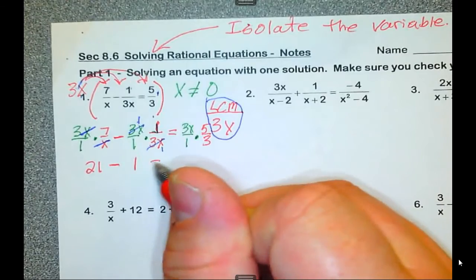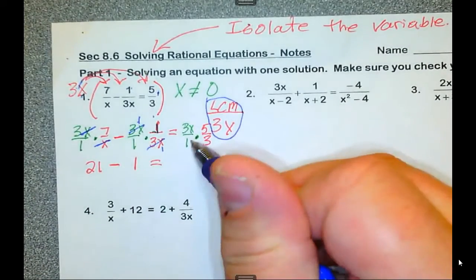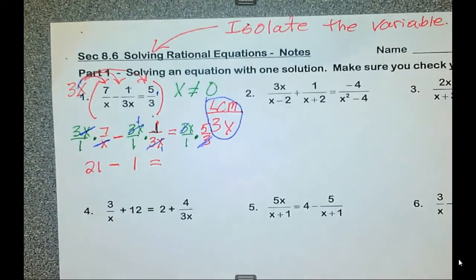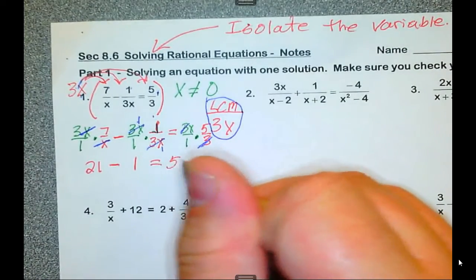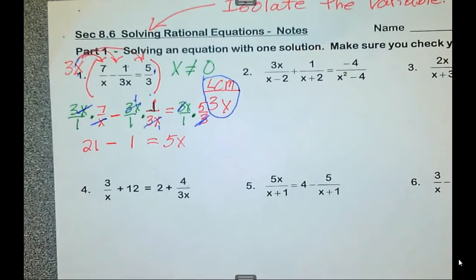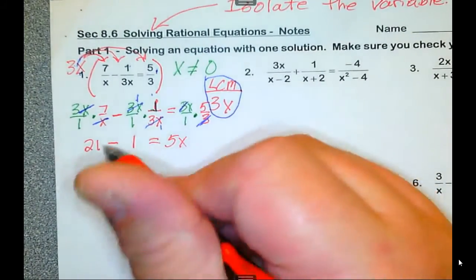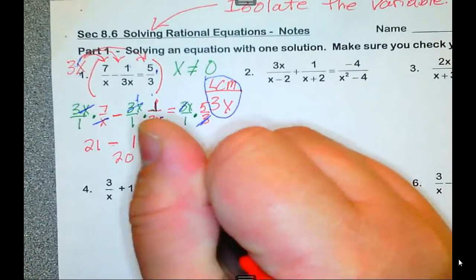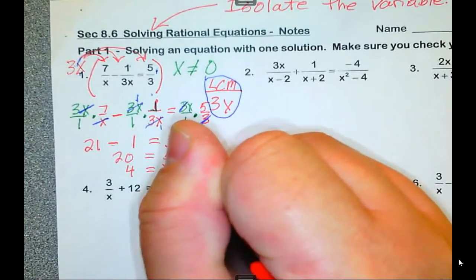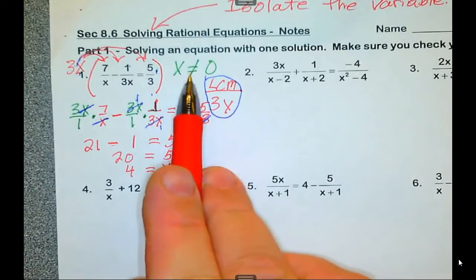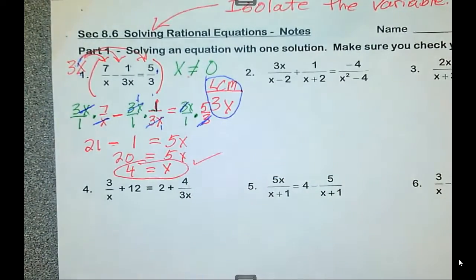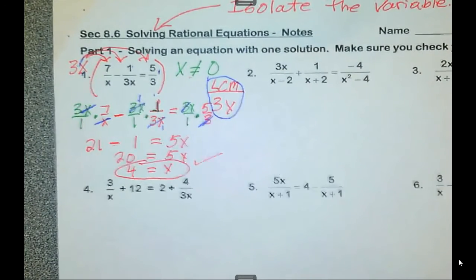Equals, now after the equal sign, the 3's can cancel out, 5x. Now I can easily solve for x. Okay, and minus 1, I get 20 equals 5x. What's x? And I know that it can't equal 0, so I'm good to go. Not that bad. It's a lot easier than adding, right?